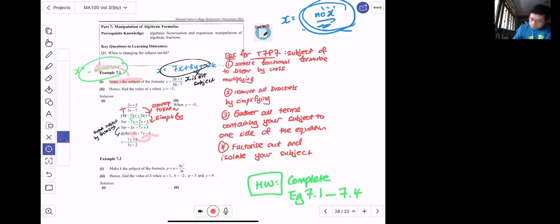Okay, so what we want to do is we will be doing a lot of reversing. If there's a times, we'll divide it over. If there's a minus, we'll plus over. If there's a bracket, we'll break. If there's a fraction, we convert to linear. So if there's a fraction, like you see here, I will cross multiply to make it linear.